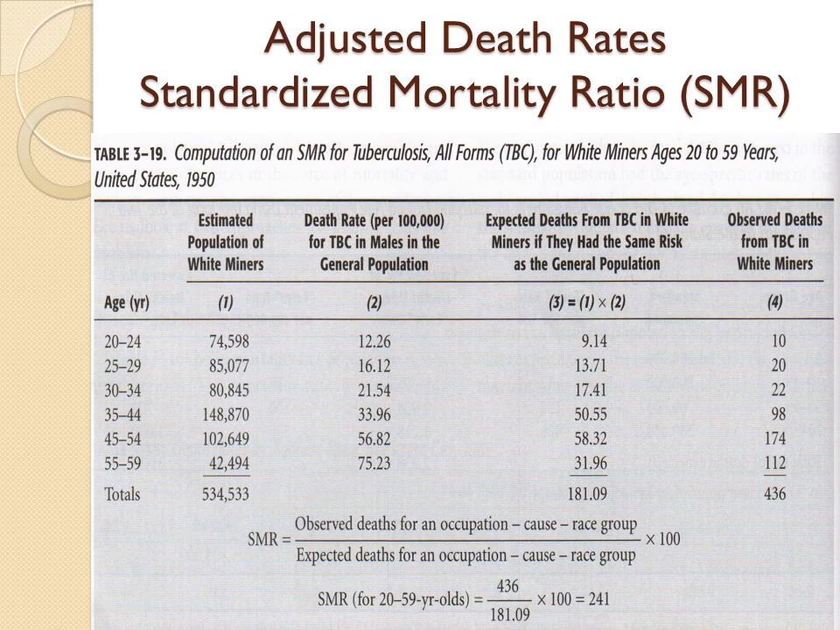Now SMR can be calculated by means of observed deaths divided by expected deaths in terms of percentage, and it gives us 241%. So as here SMR is more than 100, the death of white miners due to tuberculosis is much more than the general population.